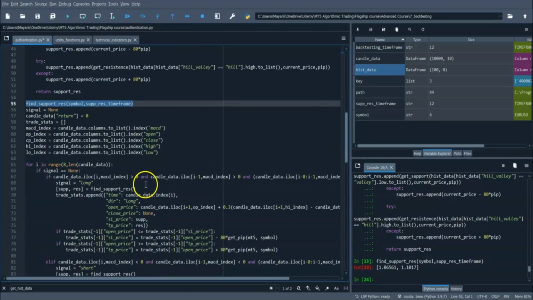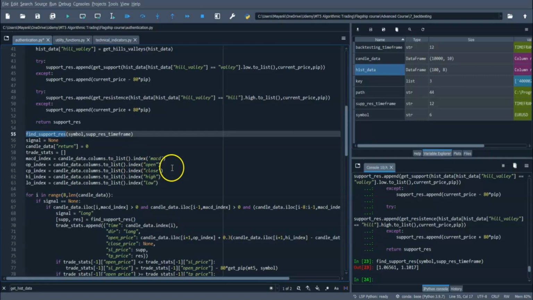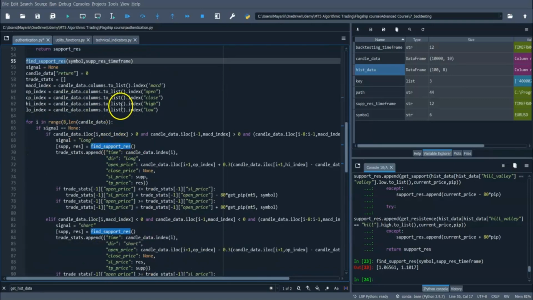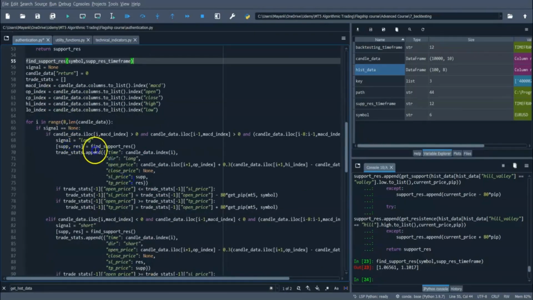So now we have pretty much everything that we need. Let me quickly check where we are supposed to use find support resistance within our backtesting code. So it is supposed to be used here. And in which context we are using it? So think about it.